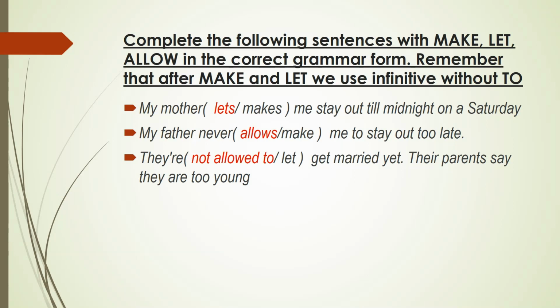So the correct answer is lets. Why lets? Because this sentence is in the present tense and my mother is a singular noun. The next sentence, my father never allows or makes me stay out too late. Of course, the correct answer is allows. Why allows? Because here in this sentence, I don't have the permission or the possibility to do something, which is to stay out so late.